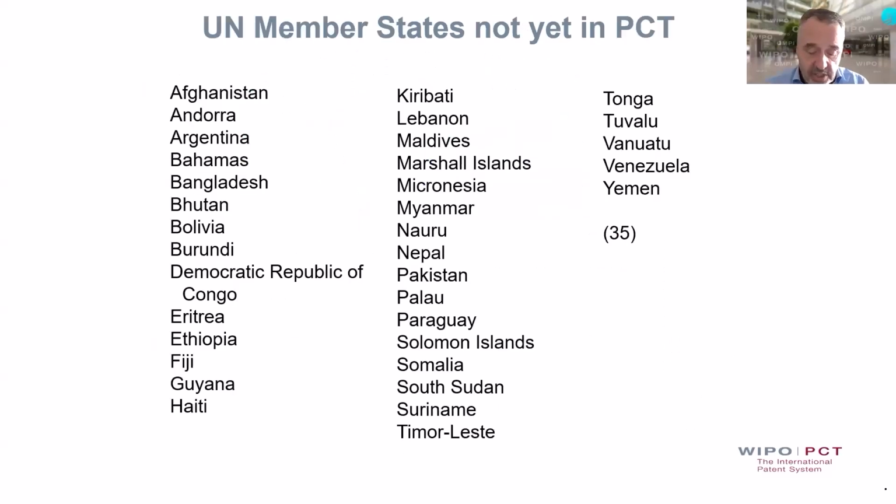And these are the states which are not yet party to the PCT. And we did stress up on top of that slide that these are recognized UN member states. And that is the reason why, for instance, the territory of Taiwan is not mentioned here, because Taiwan is not recognized by the United Nations as a state, and therefore they cannot join the PCT because they're simply not recognized as a state.